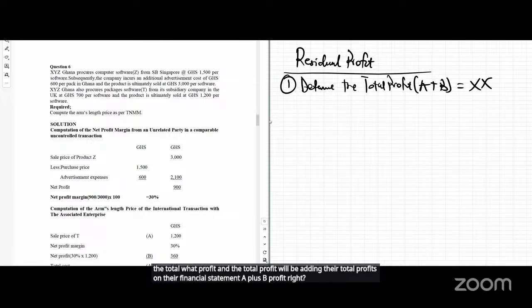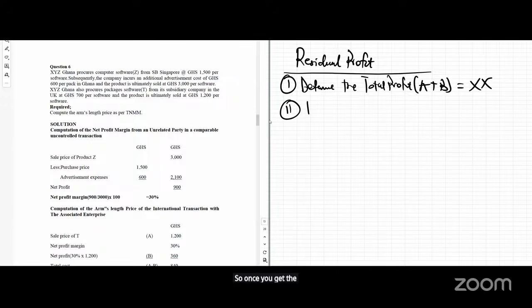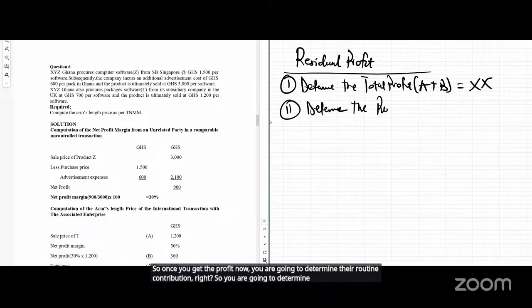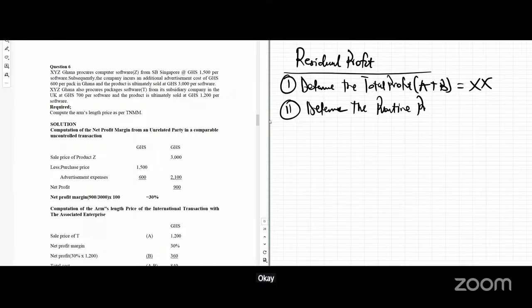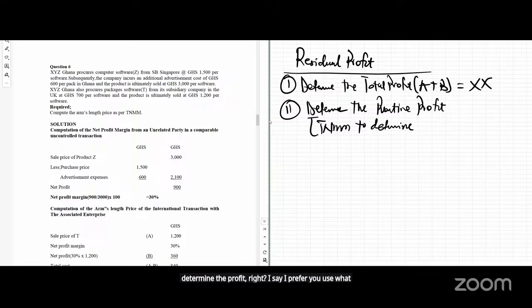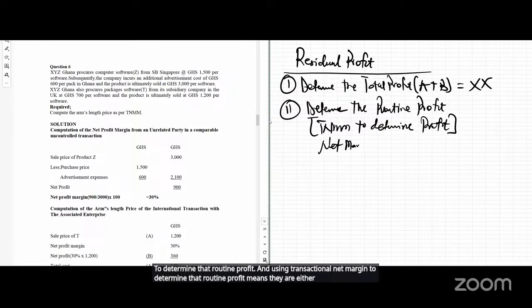So get that profit. Once you get the profit, you are going to determine their routine contribution, their routine profit. For the routine profit, I prefer you use the transactional net margin method to determine it. Using the transactional net margin to determine the routine profit means you're finding a net markup if it is manufacturing or services.